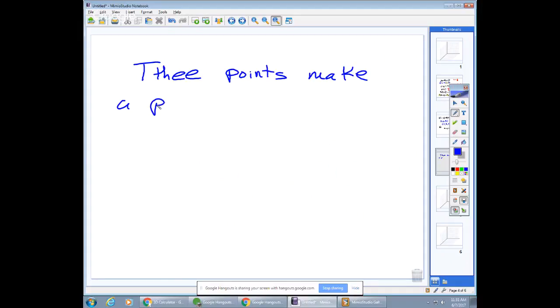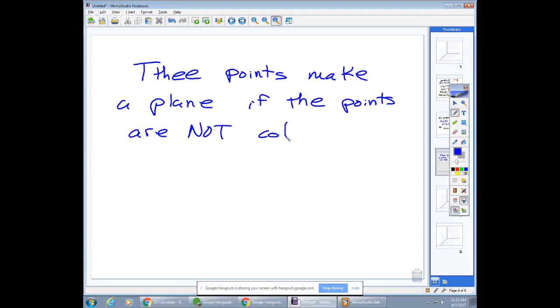make a plane. Not any 3 points though. What do you think has to be special about the 3 points? No, not same angles. They just can't line up, because if they line up, well, then you have a line, and there's lots of planes that go through a line. Okay, so 3 points make a plane if the points aren't collinear. Collinear meaning on the same line. Points are not collinear.